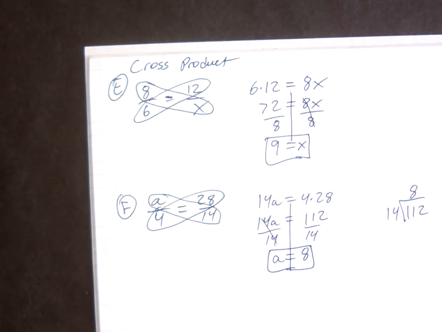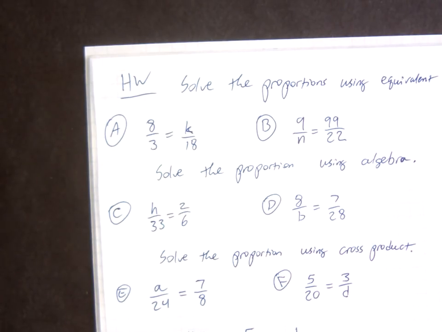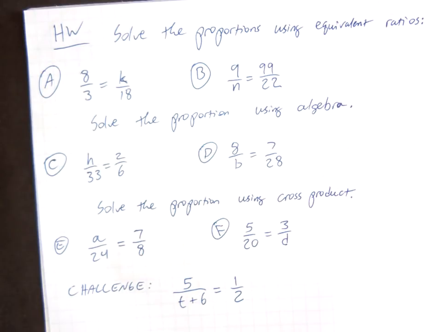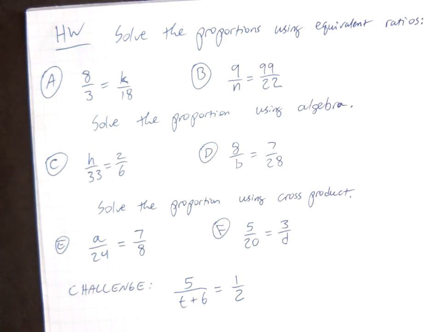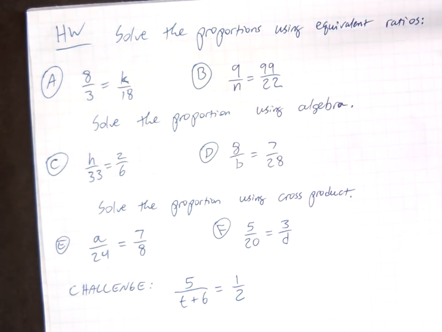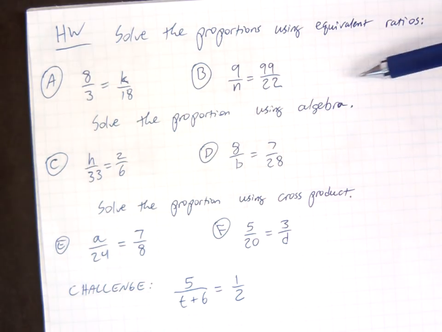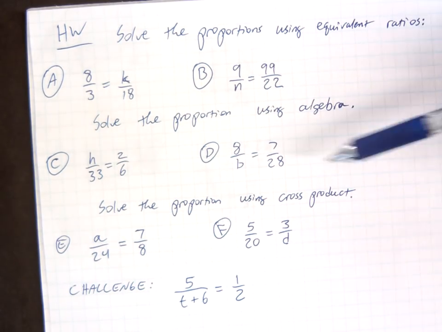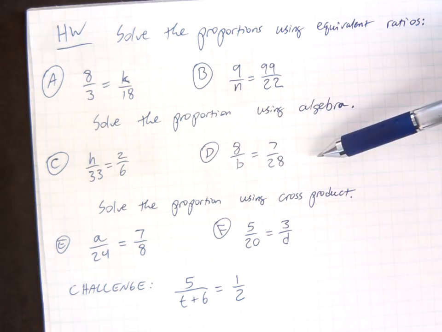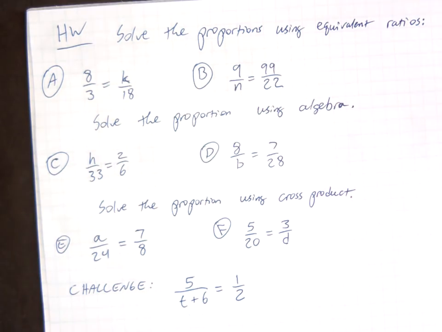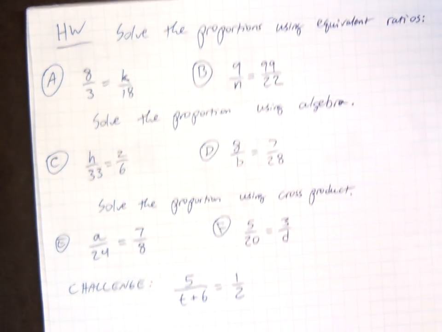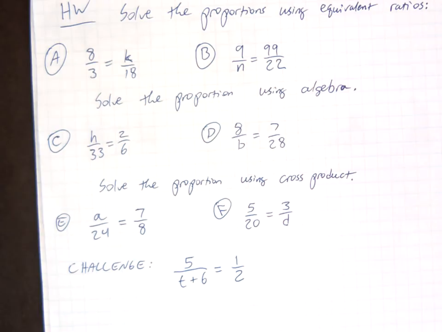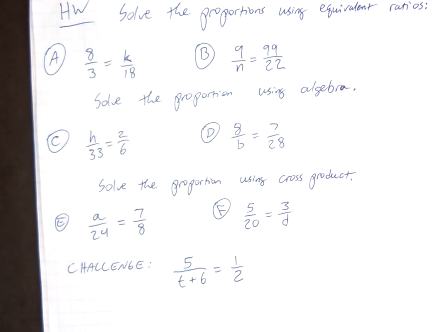So your homework tonight is to solve these 6 problems. They are scanned on our web page using the 3 different methods. So for A and B, you'll use equivalent ratios. For C and D, you'll use inverse operations to solve algebraically. And then for E and F, you'll use the shortcut, the squished butterfly cross product.